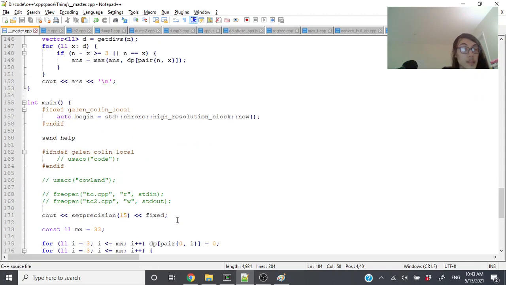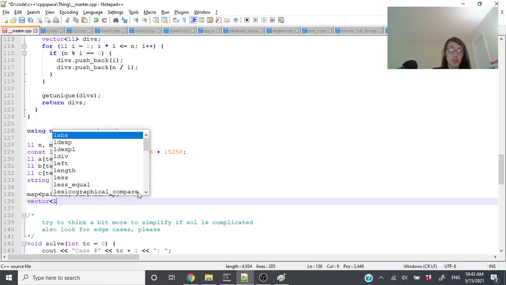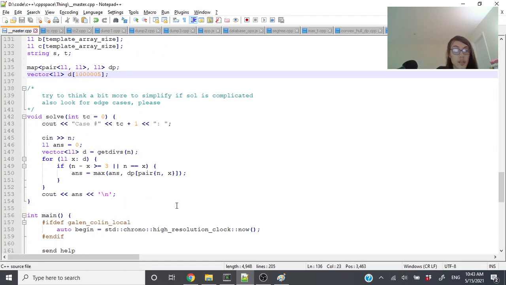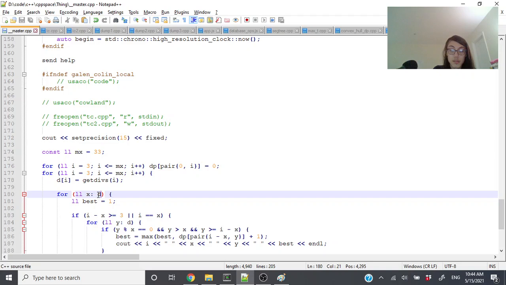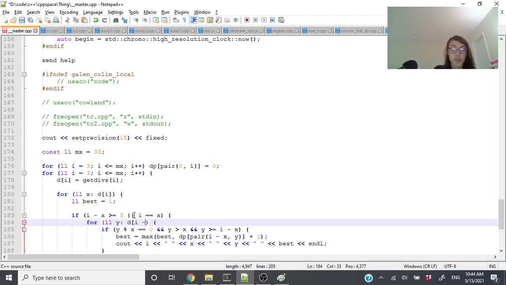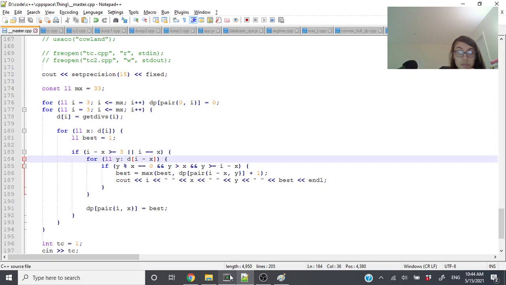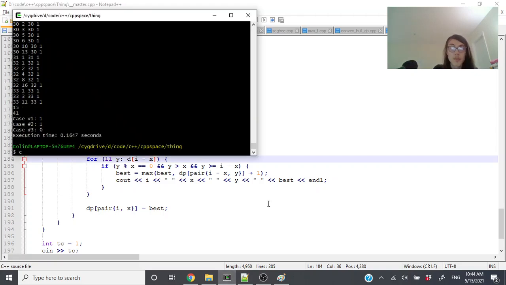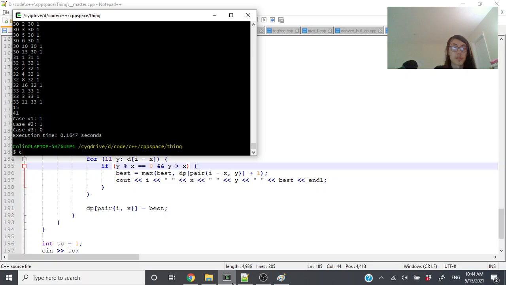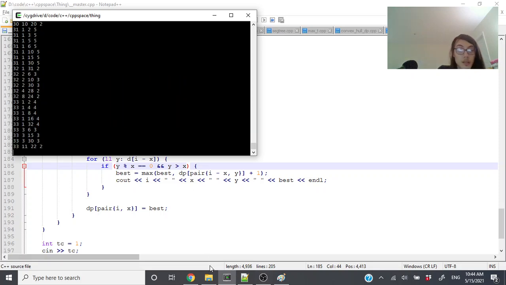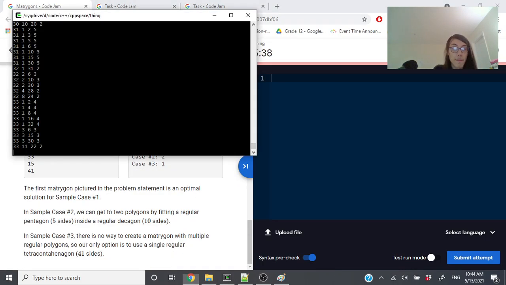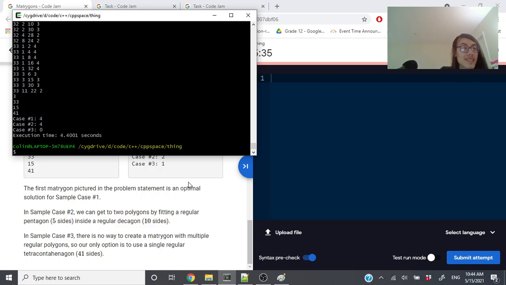Oh, it's the divisors of i minus x. Okay. Vector of divisors. Okay. So d i. There we go. So d i. So this should be i minus x. There we go. So we don't need to check that anymore. Actually, that's a stupid condition anyway. That makes sense. No, it does not make sense. What? Doesn't make sense at all.